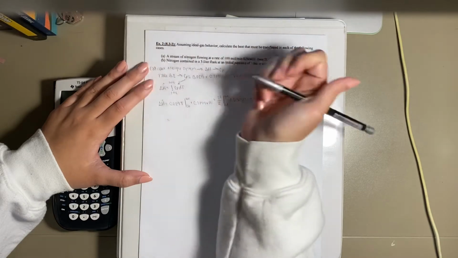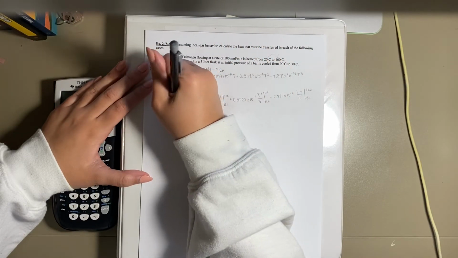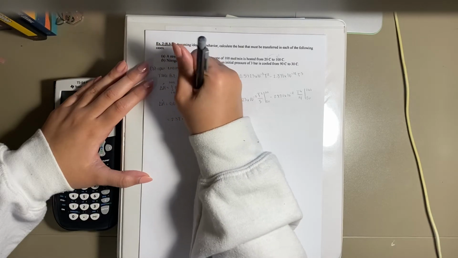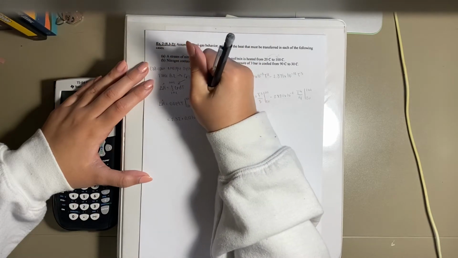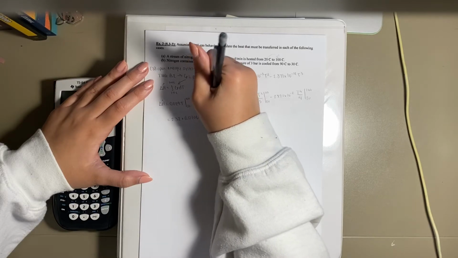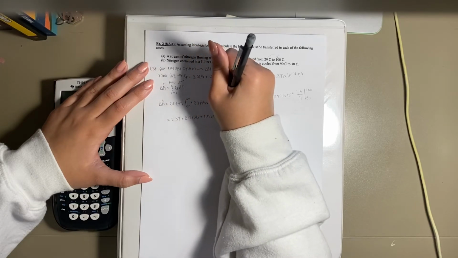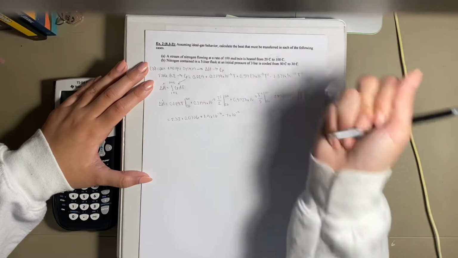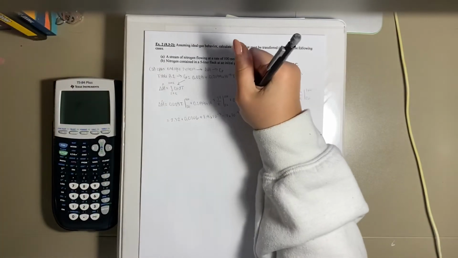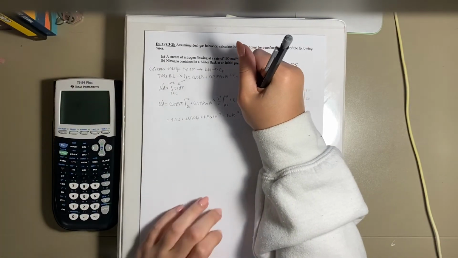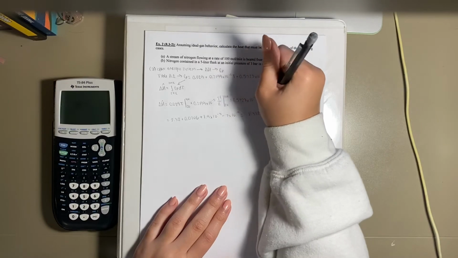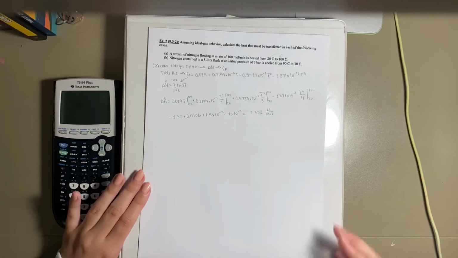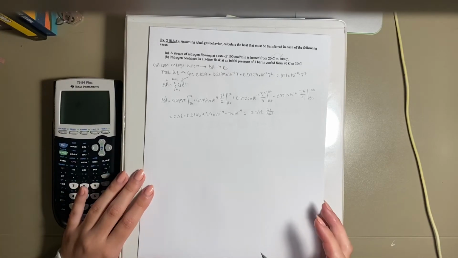When all of these values are calculated out, you end up getting 2.32 plus 0.0106 plus 1.9 times 10 to the negative 3 minus 7 times 10 to the negative 5. And that ends up giving us a final value of 2.332 kilojoules per mole.